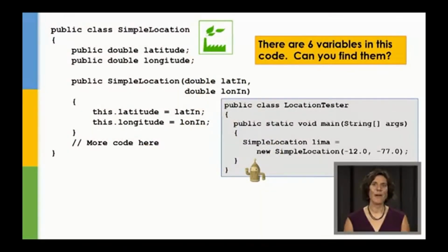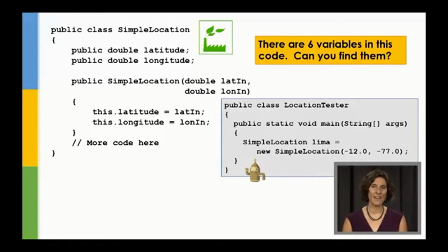So we're starting off with a little warm-up question. I want you to look at this code. This code should look pretty familiar to you by now. And I want you to identify the 6 variables that appear in this code. So pause the video for a second, see if you can find 6 variables in this code. All right, welcome back. Hopefully you found 6 variables.